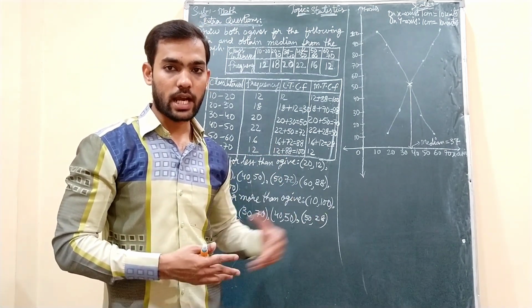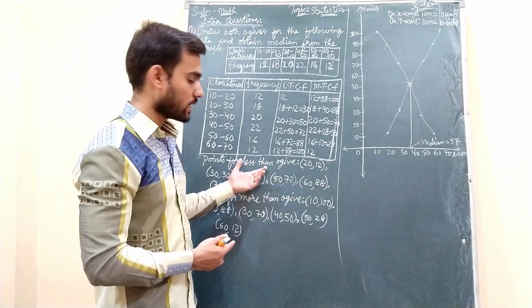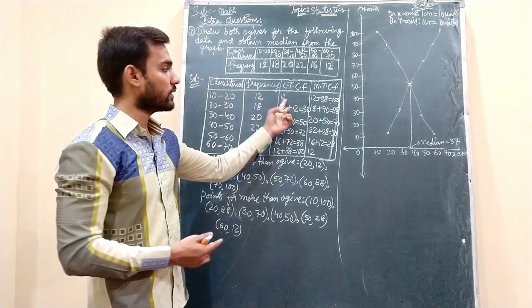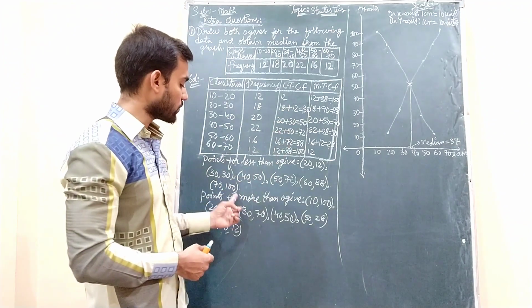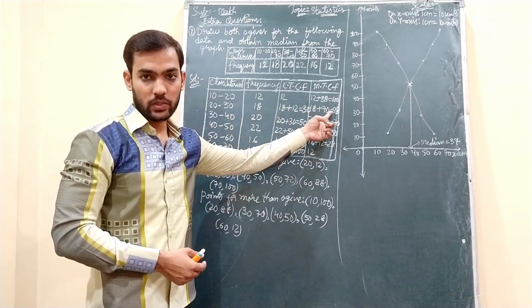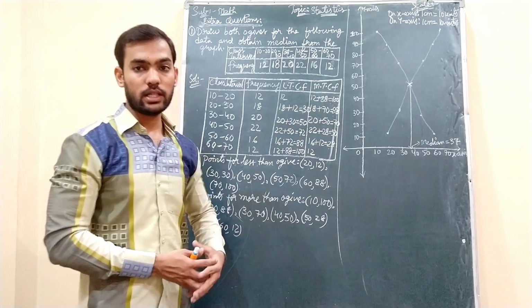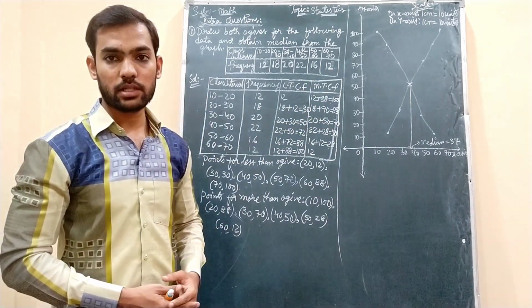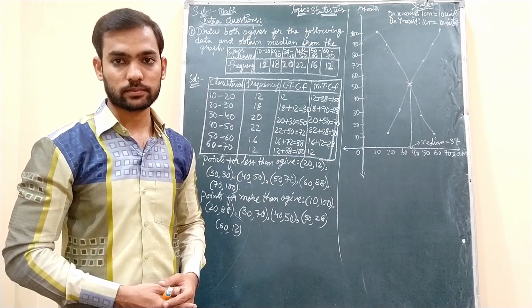This we have seen over here. And remember, for taking points for less than ogive, we will take upper boundary with that cumulative frequency, and for points for more than ogive, we will take lower boundary with their cumulative frequency. Okay, so note down this one. This is a very important question from the examination point of view, for 4 marks.